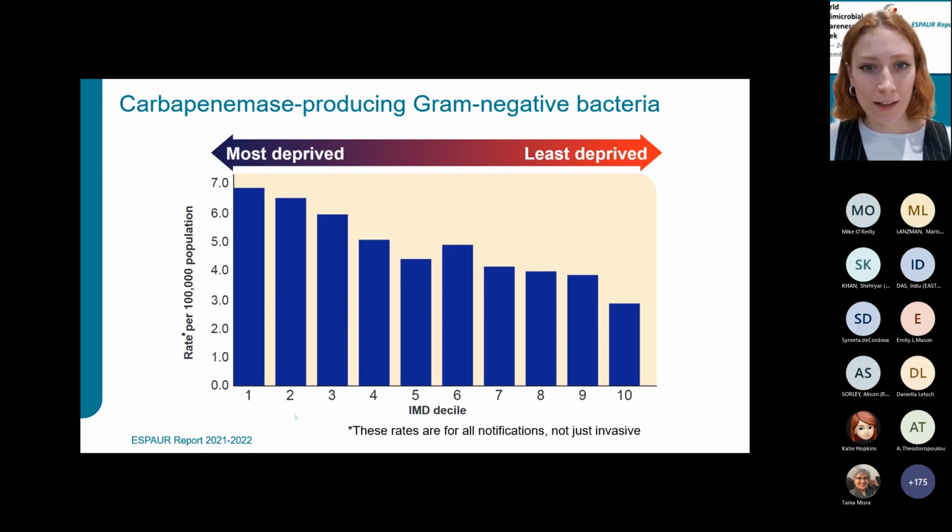Looking in more detail at the carbapenemase-producing gram-negative bacteria, this graph shows the rate of these bacterial infections by index of multiple deprivation decile, and this is for all specimens, not just invasive specimens. So on the graph, 1 represents the most deprived decile and 10 is the least deprived decile. And you can see that the general trend is that the more deprived a decile, the higher the rate of carbapenemase-producing gram-negative bacterial infection per 100,000 population. Next slide, please.